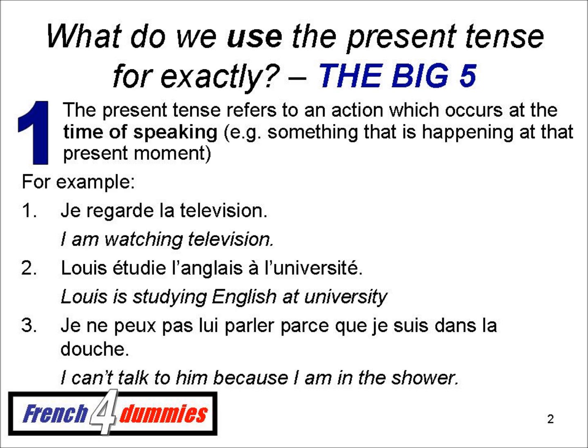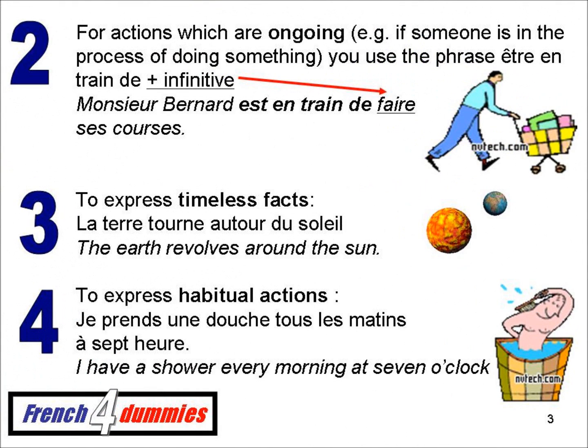Je regarde la télévision. Or Louis is studying English at university at the moment. So, Louis étudie l'anglais à l'université. Or perhaps there's a continuous event which is going on in the present. For example, je ne peux pas lui parler parce que je suis dans la douche.